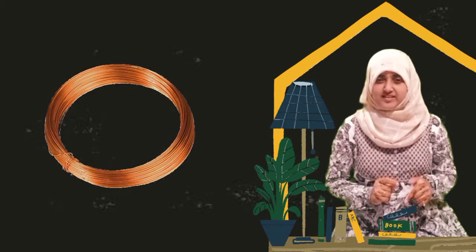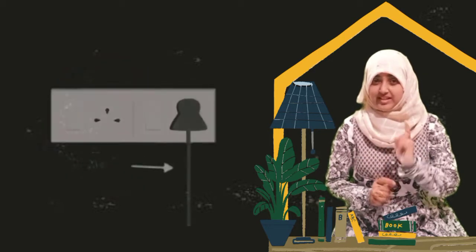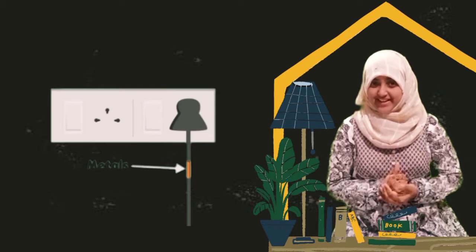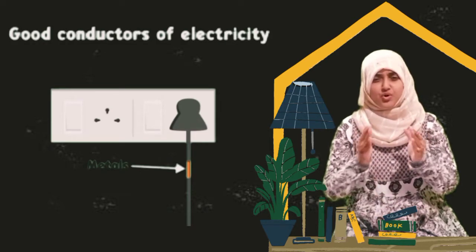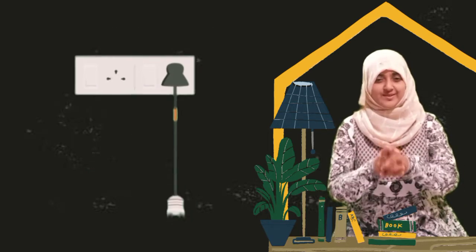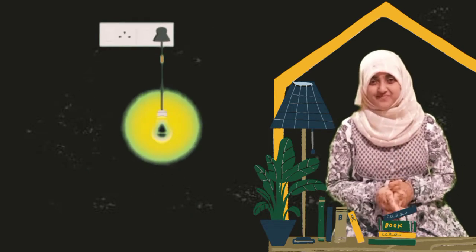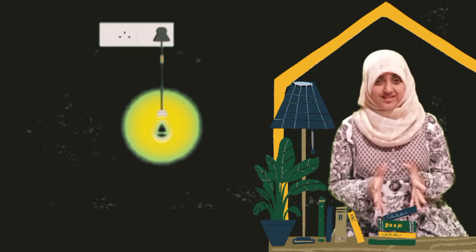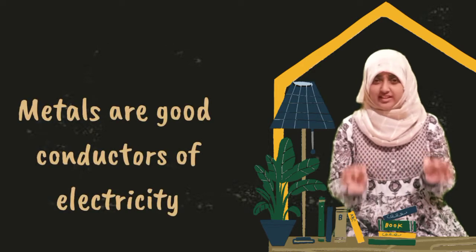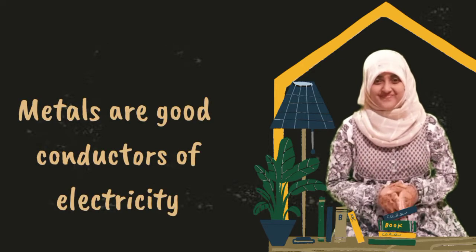Hey, wait. Prior to this, we just saw that electric wires are made up of aluminium and copper. But why? Well, that is because these metals are also very good conductors of electricity, and hence they are used in electric wires. So this is the next property of metals, which says that metals are good conductors of electricity.